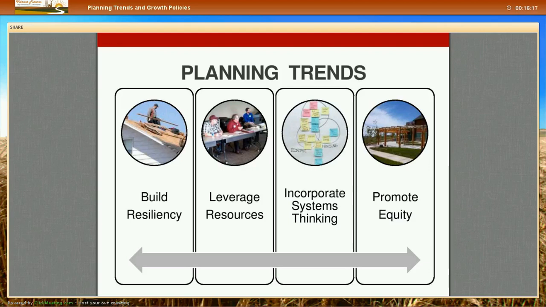Although communities may be already addressing some of the trends in their growth policies, it would be beneficial if planning documents contained policies and strategies that reflect each of these 4 concepts: build resiliency, leverage resources, incorporate system thinking, and promote equity.